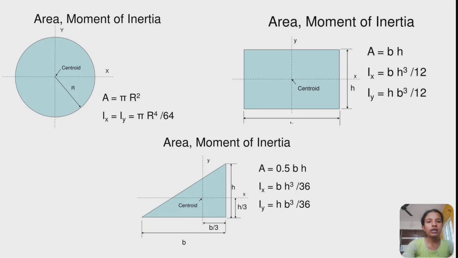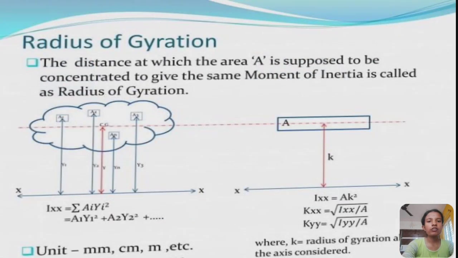For a circle, area equals pi r square, Ix equals Iy equals pi r to the power 4 divided by 64. For a rectangle, area equals b into h, for Ix it is bh cube by 12, Iy equals hb cube by 12. For a triangle, area equals half into breadth into height, for Ix it is bh cube by 36 and for Iy it is hb cube by 36. Radius of gyration.